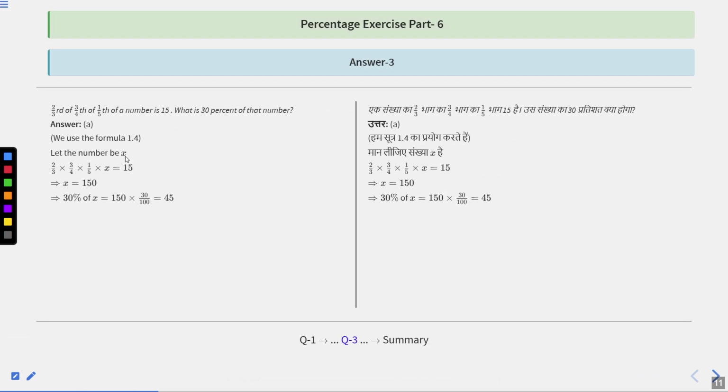According to the question, let the number be x. The question says 2/3 of 3/4 of 1/5 of x is 15. So x will be 150. Now the question is, what is 30% of that number? 30% of x means 150 multiplied by 30 upon 100, which is 45.